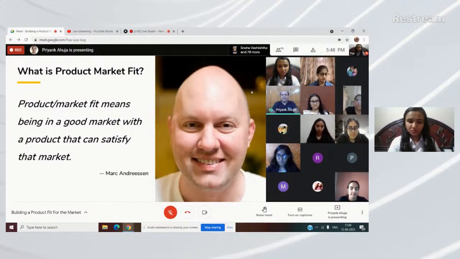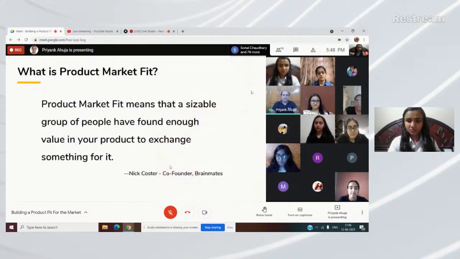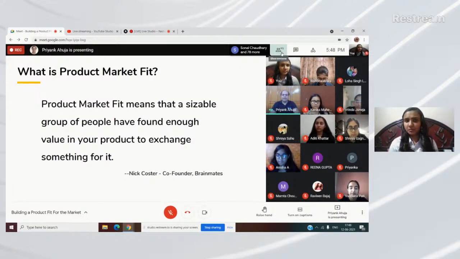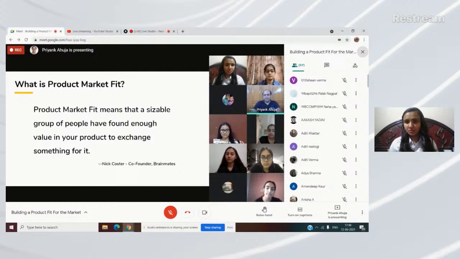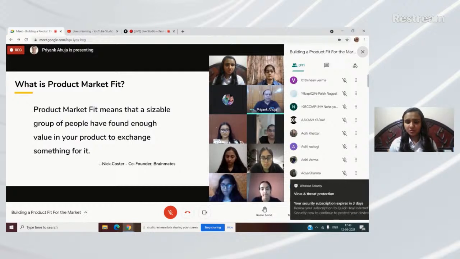If your product does not satisfy a sizable customer base, then you cannot say that you have product market fit. But in that sizable market, you should also have sizable customers. And with those customers, you should sell value. Means a sizable group of people, the target market size, should find enough value in your product to exchange something for it. Now what do they exchange? They will exchange revenue. They will give back value. That is the ideal definition of product market fit by two different people.